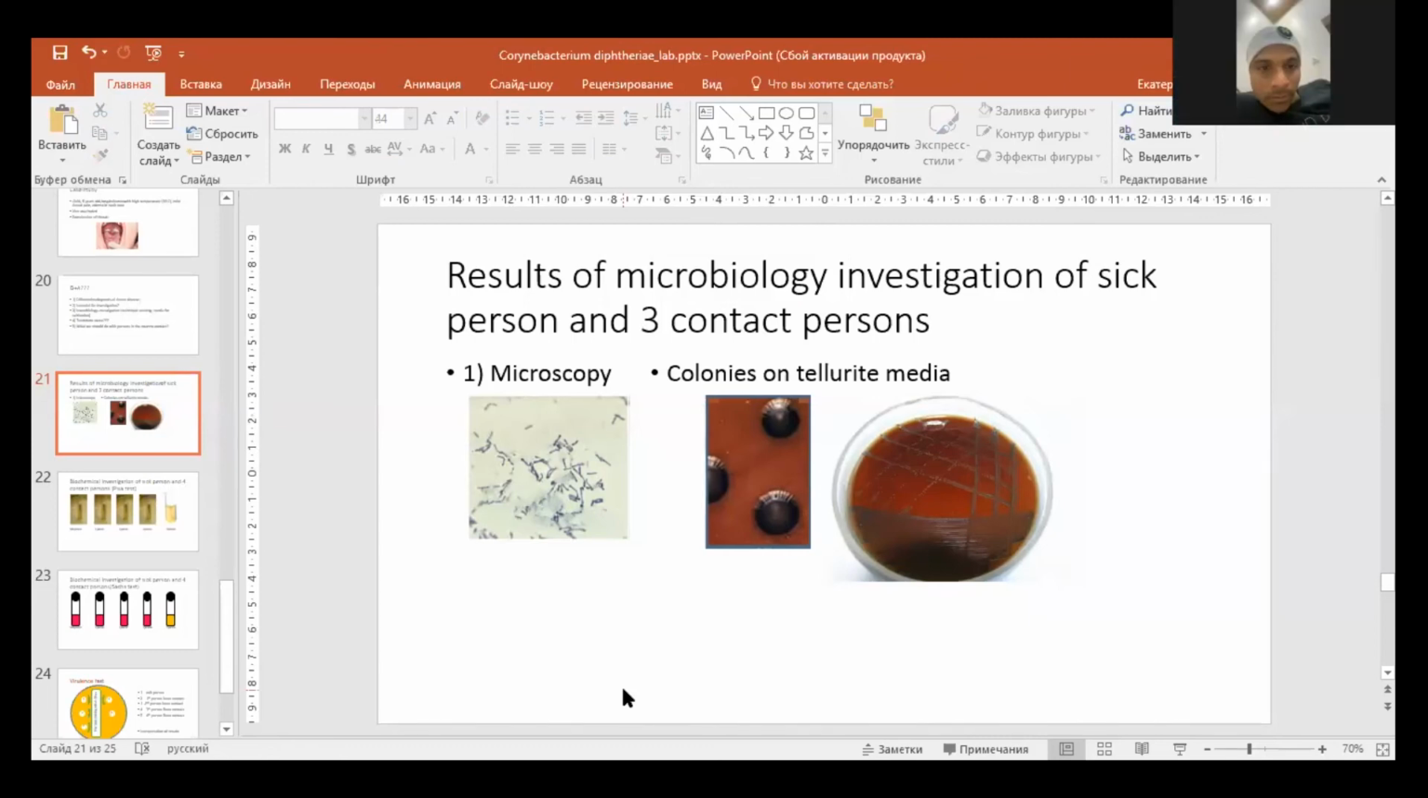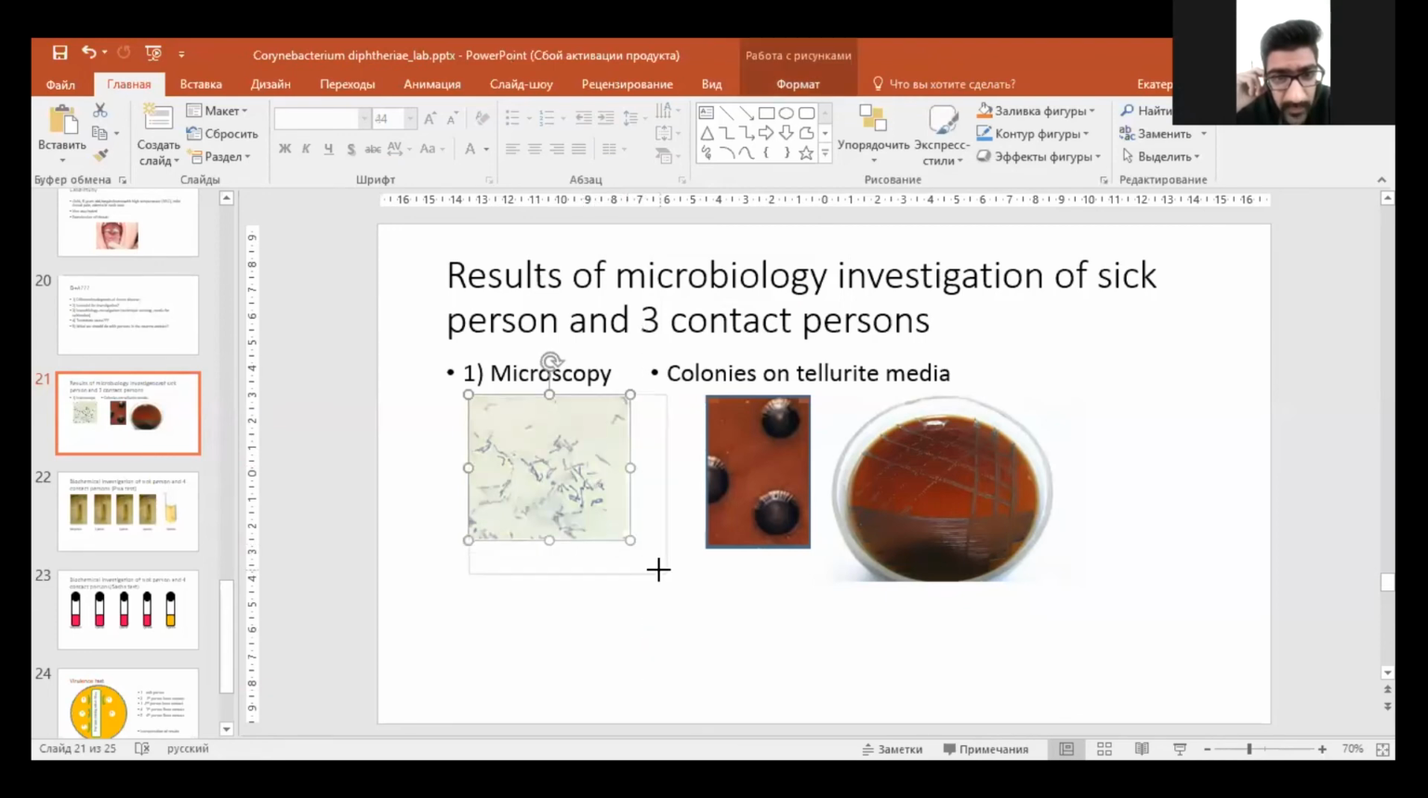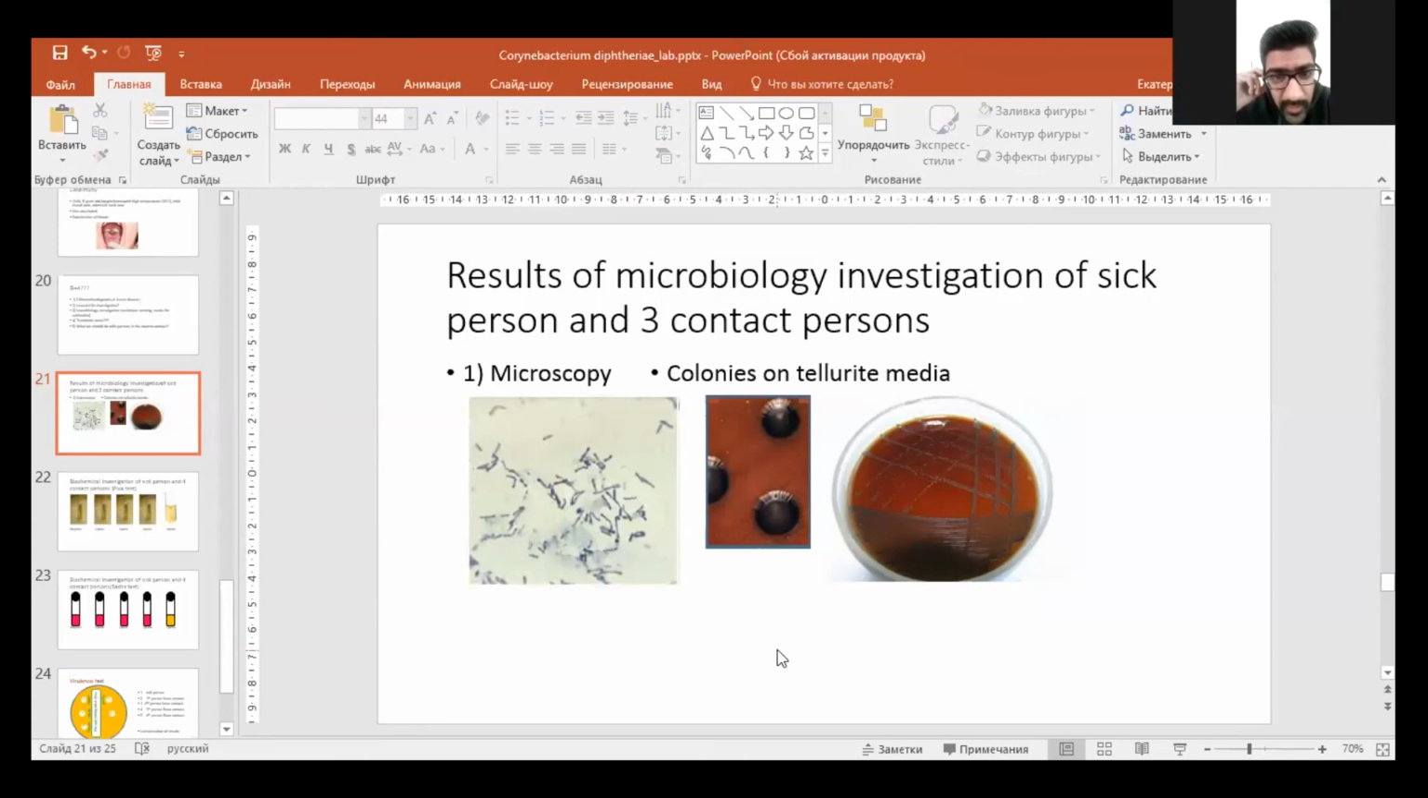Ma'am, by microscopy, there is a presence of chains or something like bubbles. Yes, this purple color is because of Loeffler staining. And ma'am, in tellurite blood agar medium, we can see some granules, which we call volutin granules. Volutin granules you can see only in microscopy, yes, at the ends of the rods.